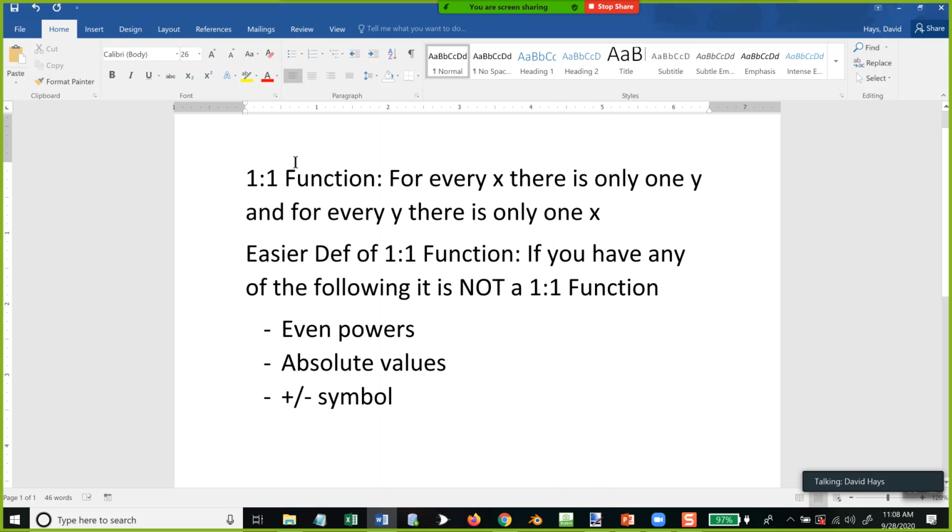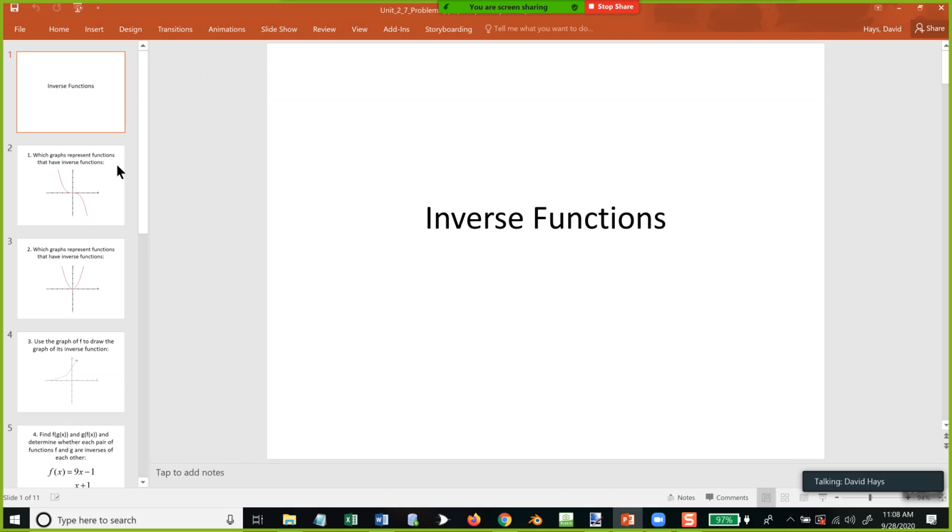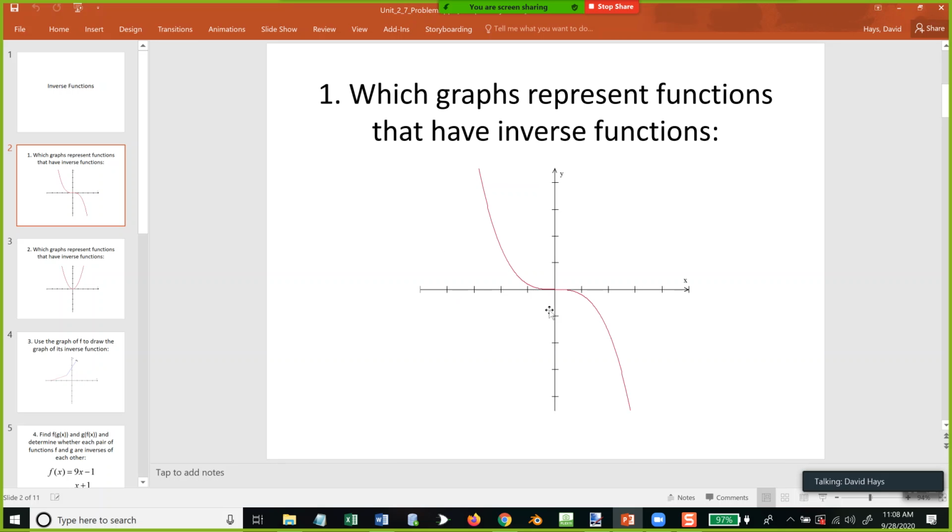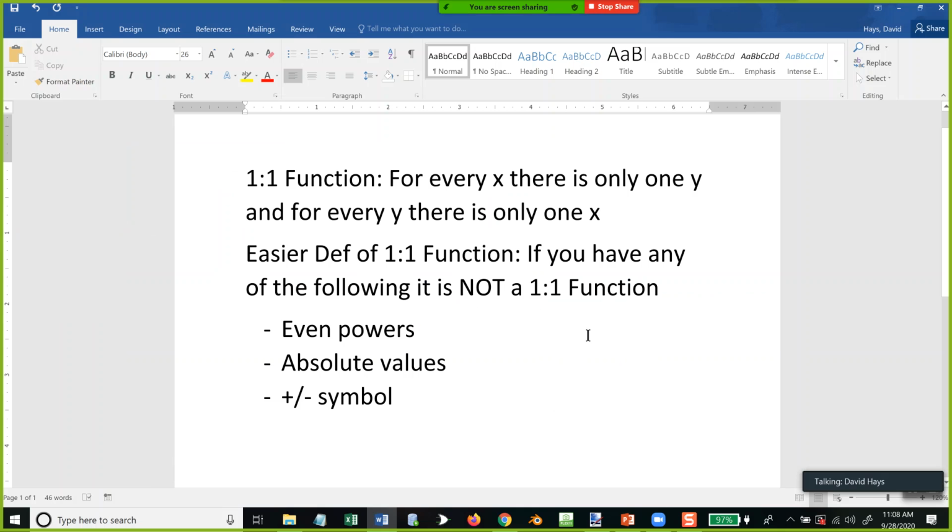Now we had the vertical line test to tell us whether something's a function, and that still applies. But sometimes you'll be given a graph like this right here, and we want to determine if it's a one-to-one function. Well, the vertical line test still applies. If any vertical line intersects at 2 or more places, it's not a function.